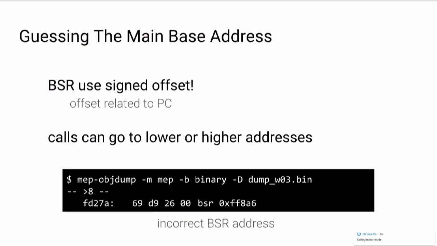So first, let me show you an example. The main problem here is that the BSR instruction, which is used to call functions, uses a signed offset related to PC. So calls can go to higher addresses or lower addresses. In this example, the BSR address is going really close to 4 gig, and of course we don't have 4 gig of memory on this card.